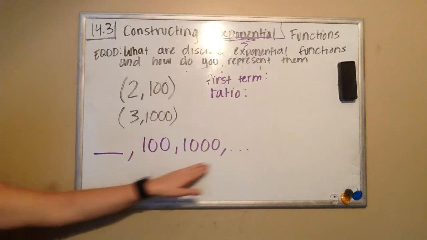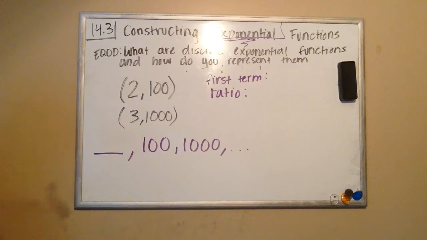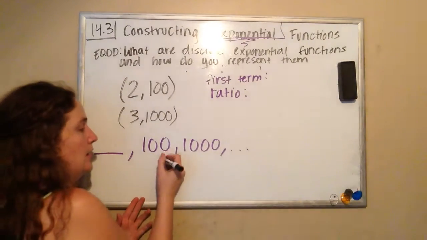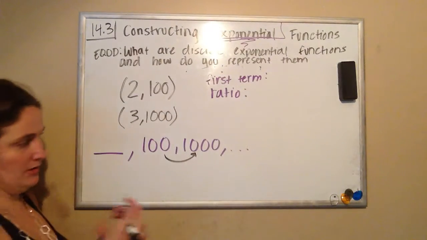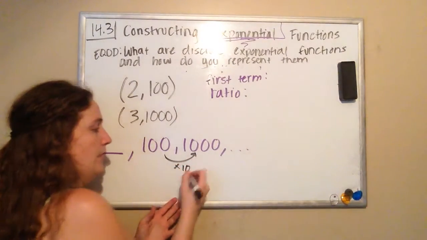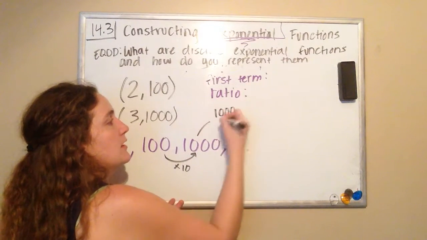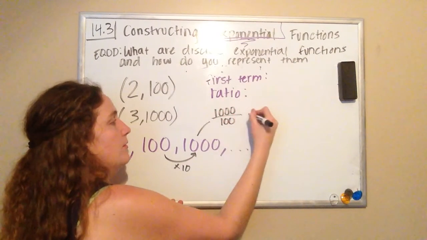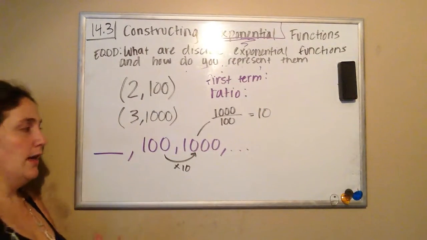So we could look just at the sequence and try to work backwards and identify this. That might work. So let's think about what we're having to multiply by to get to 1000. Well, by 10. And if you weren't sure about that, you could have done 1000 divided by 100, which equals 10. So the third number divided by the second number equaled that.